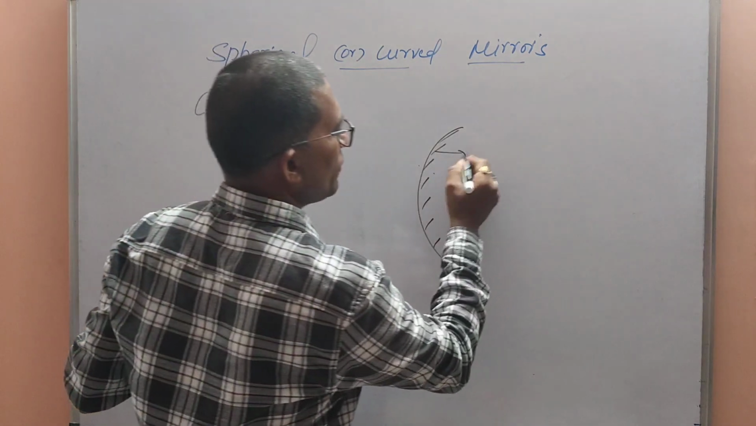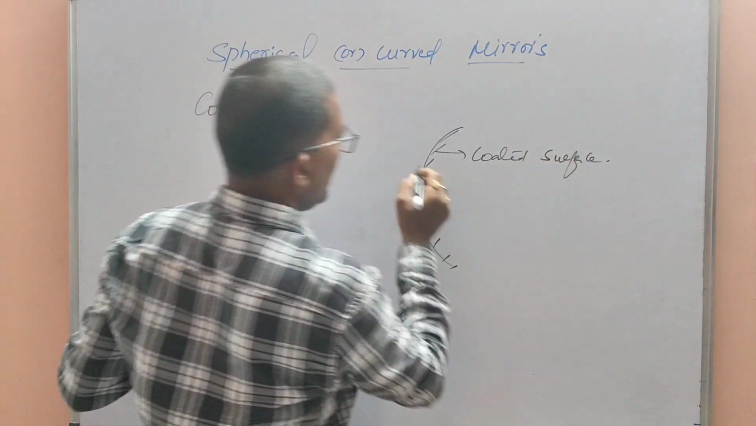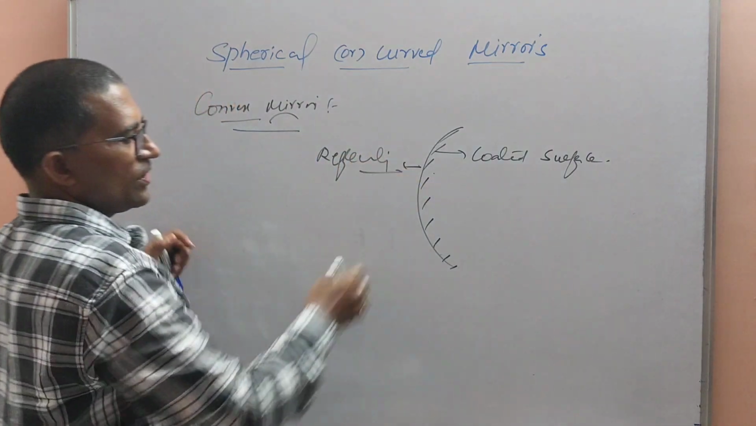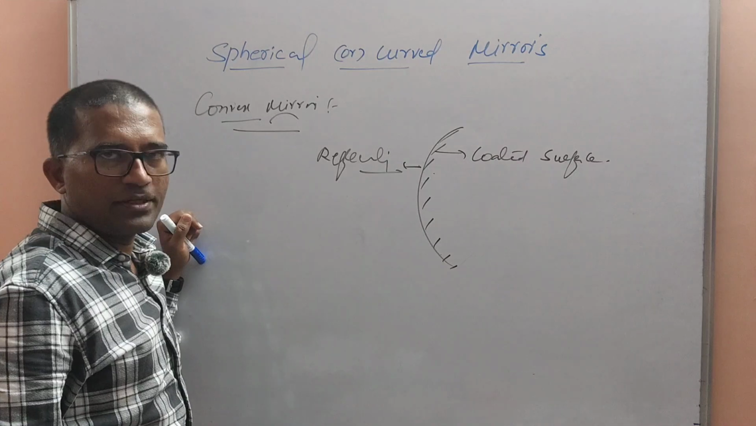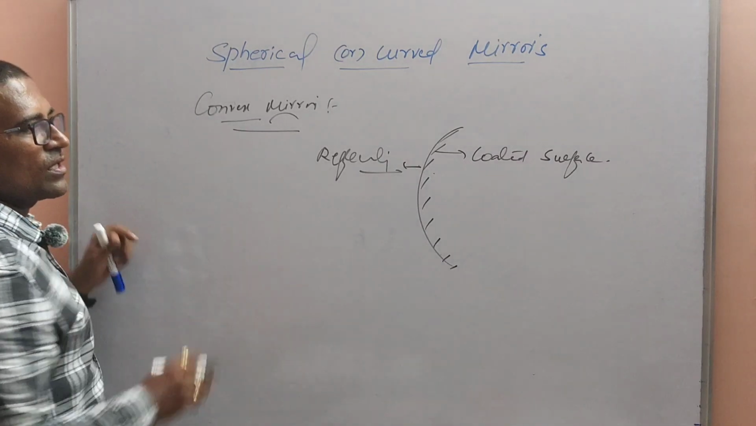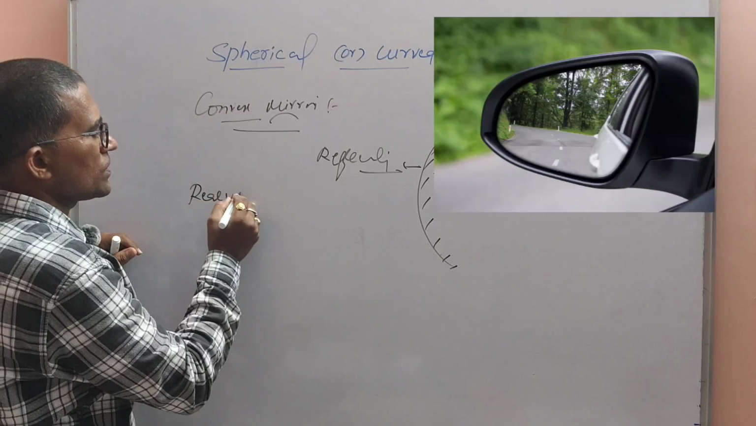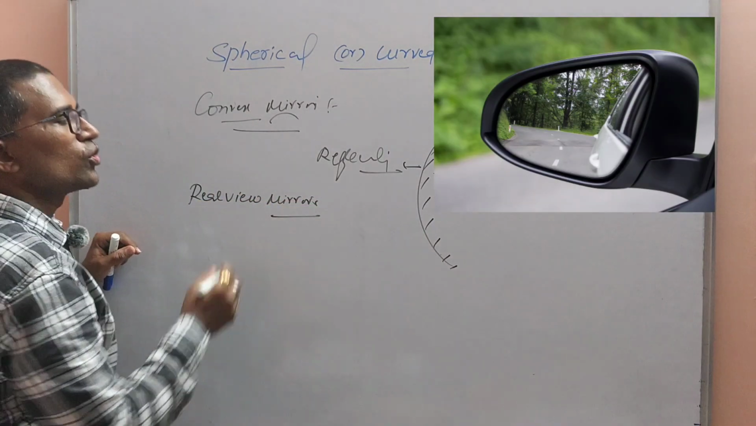Now, this is the coated surface, and it is a reflecting surface. If the reflecting surface is bent outwards, it is generally called a convex mirror. These convex mirrors are more prominently used as rear view mirrors in automobiles.